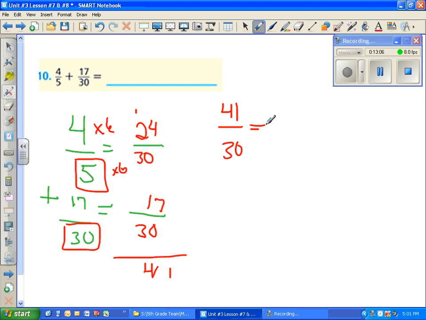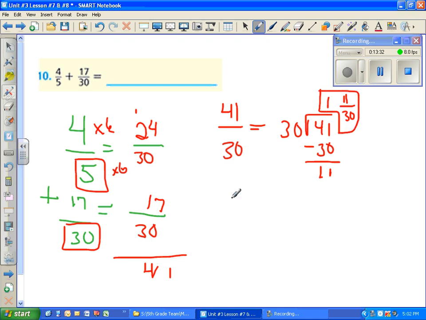Now we can't leave it as 41/30 because 41 is larger than 30, and this is called an improper fraction. So we have to change it to what we call a mixed number by taking the denominator, which becomes your divisor, and taking it into your numerator. 30 goes into 41 just once, with a remainder of 11. And then your divisor becomes your denominator. And this is your final answer, 1 and 11/30.